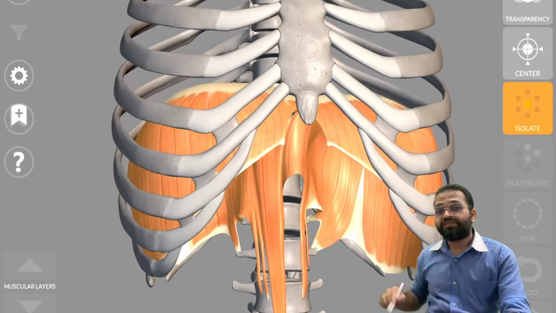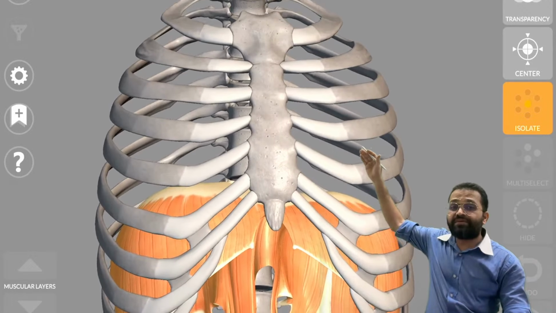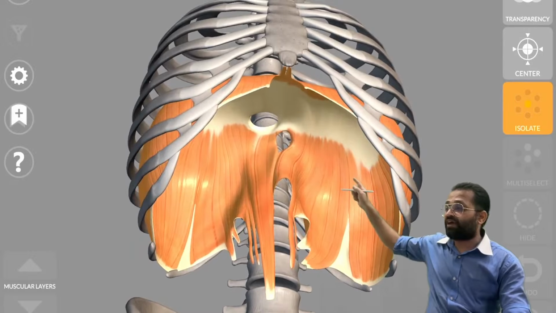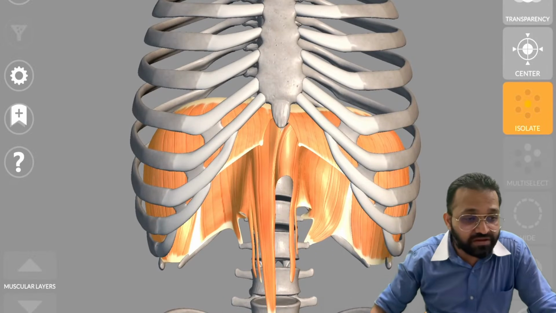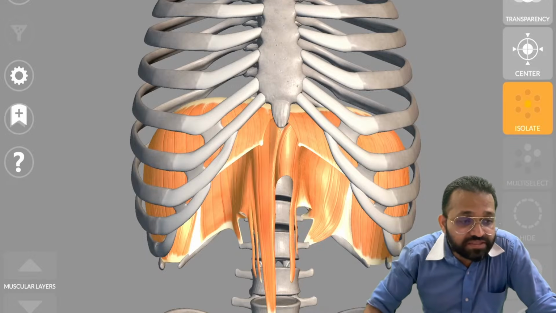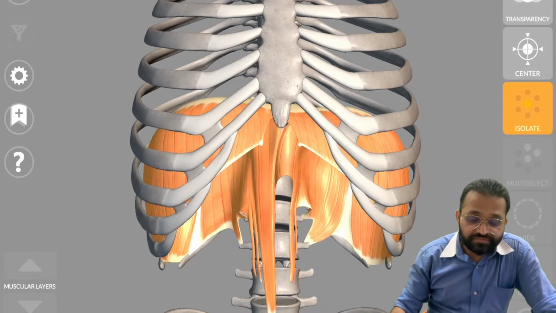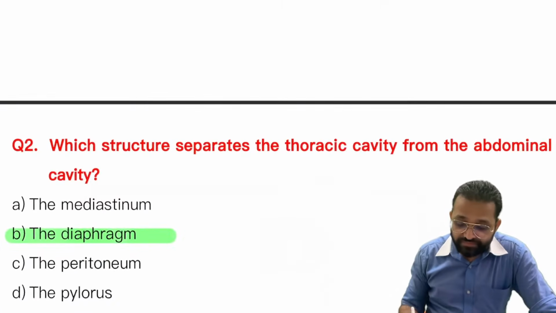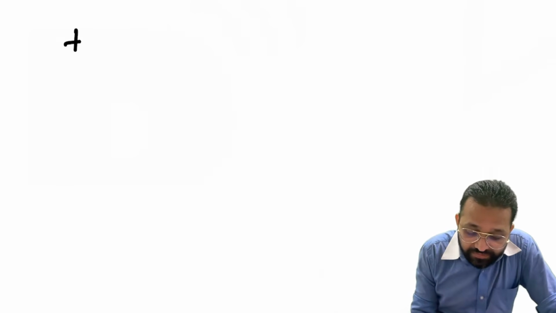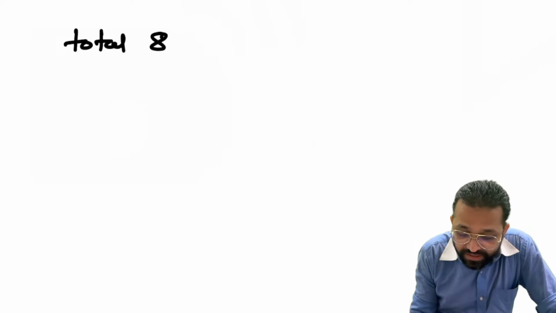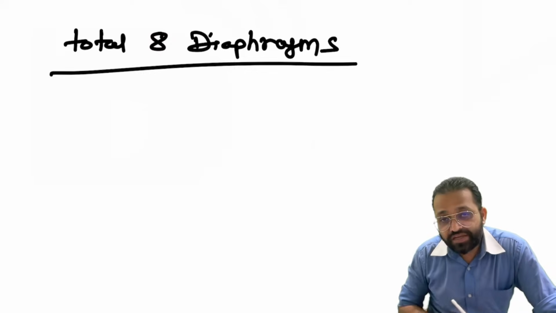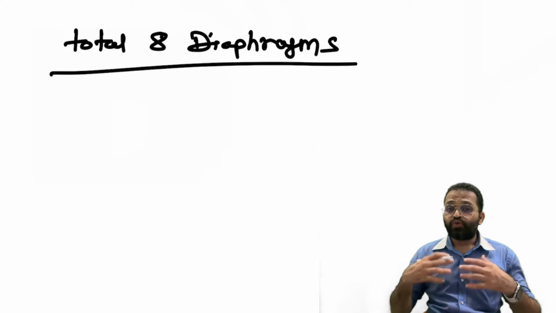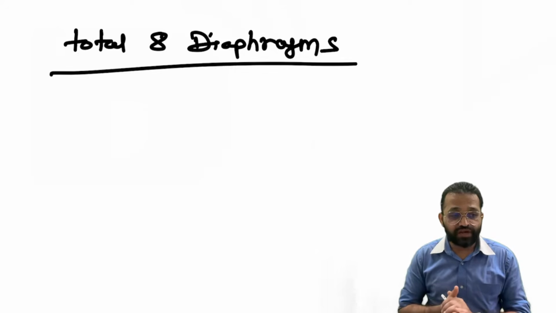Can you see this one? Sir, this is the diaphragm. Here is the thoracic cavity and this is the abdominal cavity. This is the diaphragm. Can you tell me how many diaphragms are in our body? Very good, Smita. Total 8 diaphragms in the body. What is a diaphragm? Which separates two cavities. So what are the different 8 diaphragms of the body?